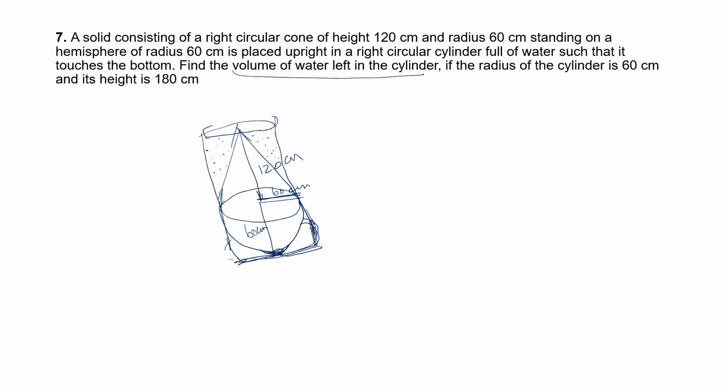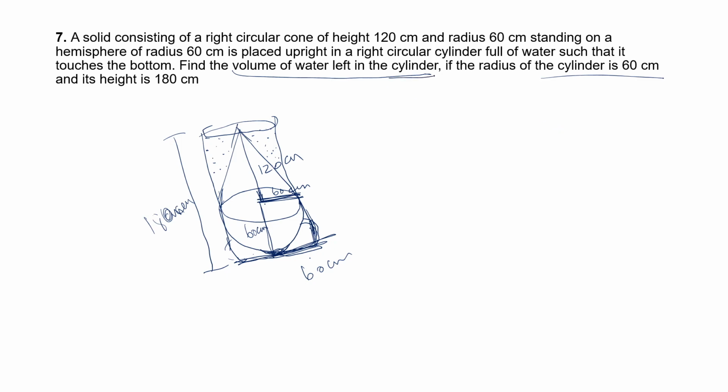Okay, so what is the question now? Find the volume of the water left in the cylinder if the radius of the cylinder is 60 centimeter. This is also 60 centimeter because it exactly fits now. So that will be the same radius as the cone, and its height is the height of this whole cylinder, it is 180. No need to give it also, because we know the cone is 120 and the hemisphere is 60, so this height should be 180 only. Okay, everything is done.